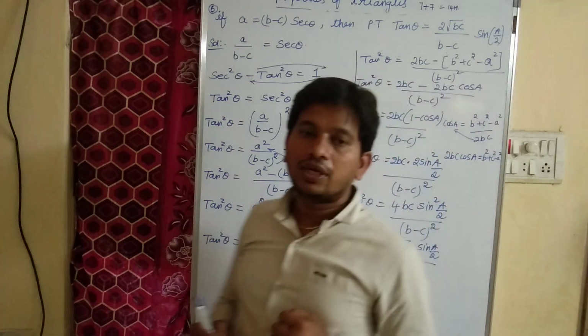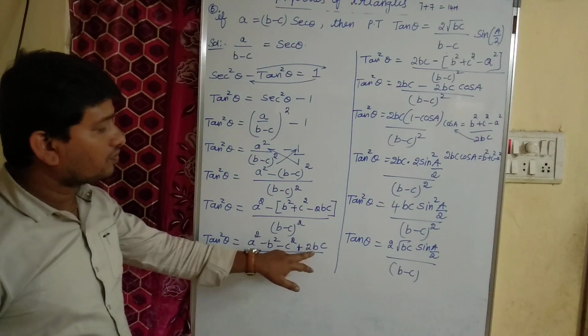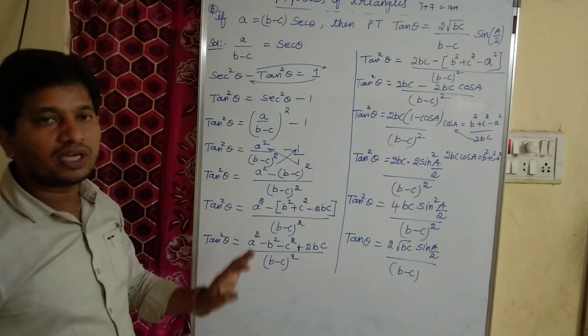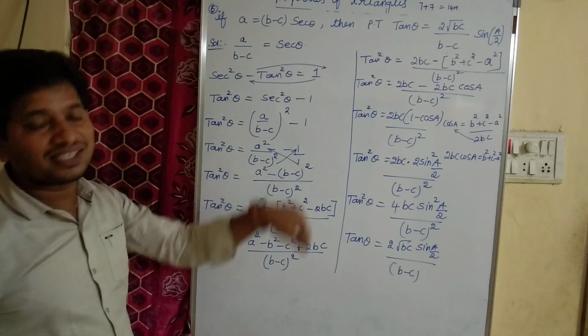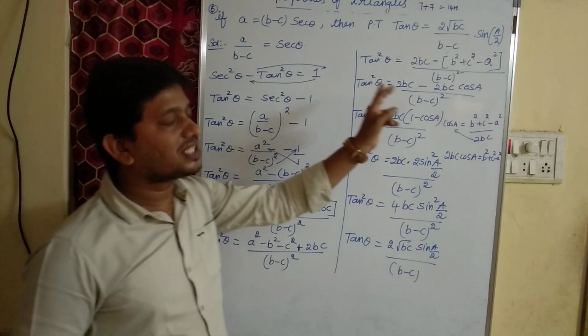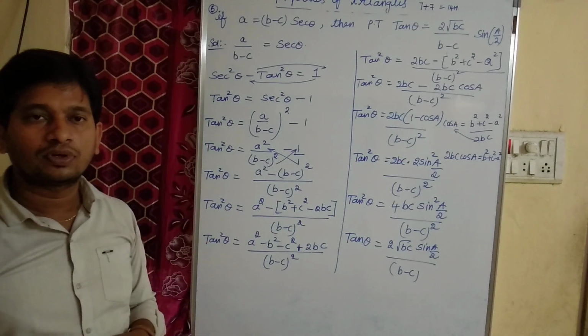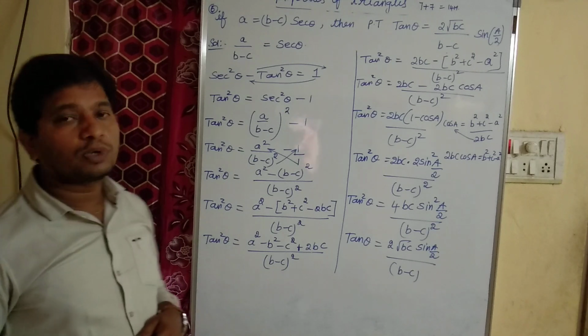Children, there is a little bit of confusion here. Even I was confused here. First we have to write 2bc. From a² − b² − c², we have to take minus common, so that it becomes b² + c² − a². We have the formula that b² + c² − a² is 2bc cos A. That's all. Okay children, I hope you understood this problem as well.